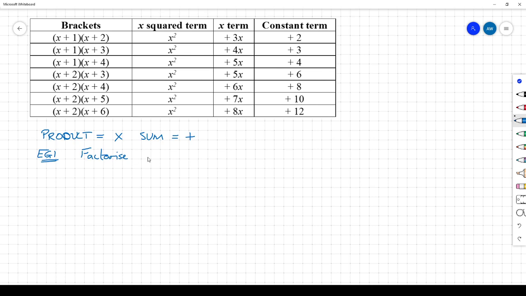Remember, that's what we're doing all the time. Factorize x squared plus 7x plus 12. Okay, x squared plus 7x plus 12. I'm keeping everything positive, so we don't need to worry about negatives and things like that. All right, they're going to come later. So we're just keeping it nice and simple.